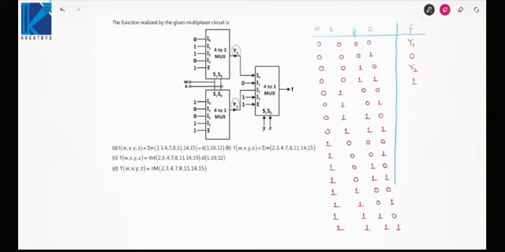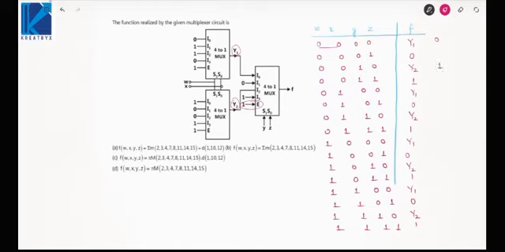If YZ are, this is enable. So, enable is 1. Again, if YZ are 0, 0, Y1 is 0, Y2 is 1. Okay. Now, when W and X are 0, 0, Y1 will be 0. When W and X are 0, 0, Y2 will be 1.